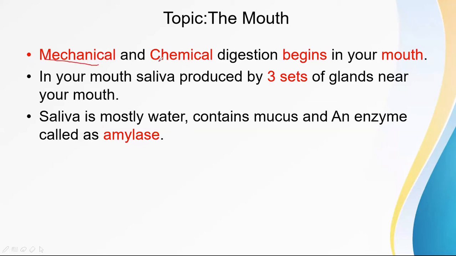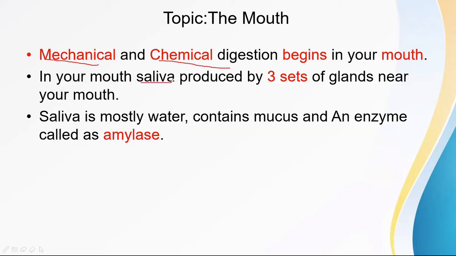So mechanical digestion happens when you chew your food with your teeth and mix it with your tongue. When you have food in your mouth, the teeth help to break the food into small pieces. At the same time, the tongue helps to mix your food. At the same time, chemical digestion begins in your mouth by the addition of a watery substance called saliva.